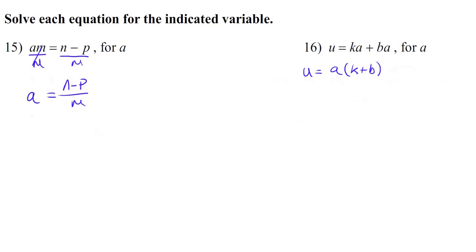And now we have to get rid of this parentheses with this K plus B. Now the relationship between A and this parentheses is multiplication. And how do we undo multiplication? By division. So to get rid of K plus B, we just have to divide both sides by K plus B. On the right, these cancel out, leaving us with A, and on the left, we get our answer, U over K plus B.